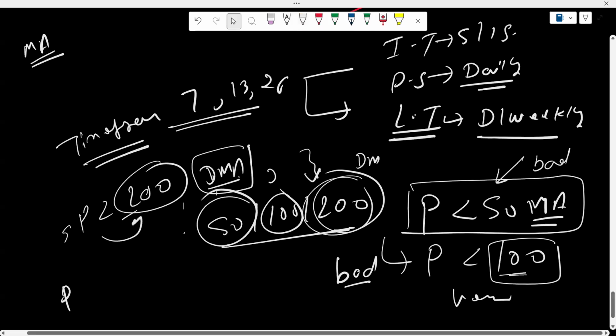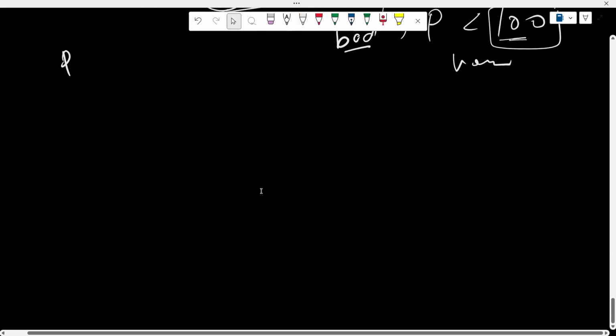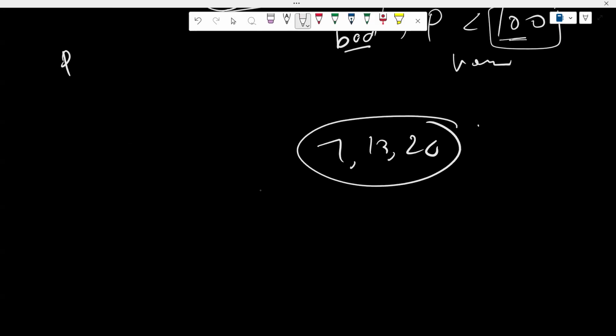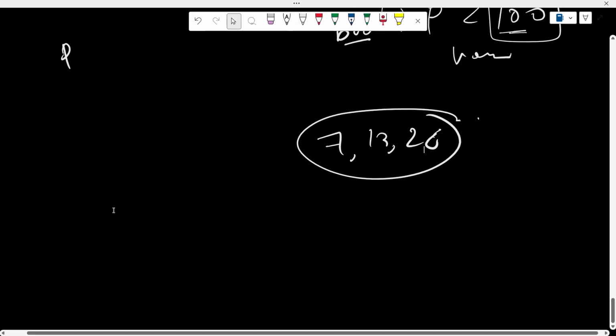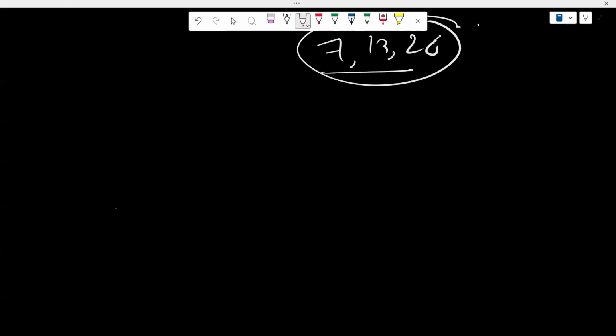And these 7, 13 and 26 are used to take a trade, the buying and selling points. When you are comparing 7, 13 and 26, you need to change your time frame based on intraday trade, positional, and long term. Is it clear? Okay, so we will generally use this 7, 13 and 26.